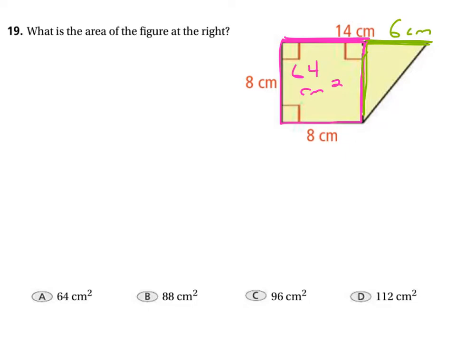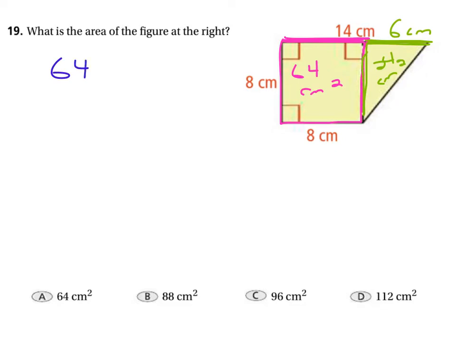So we've got a triangle that measures 6 by 8, and if we multiply them together, 6 times 8 is 48, and we always take a half, 24 centimeters squared. And then all we have to do is add those two amounts together.